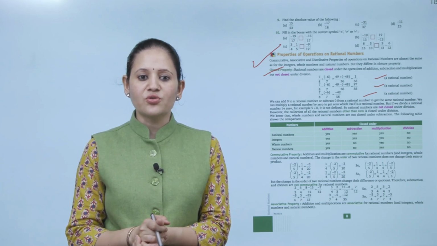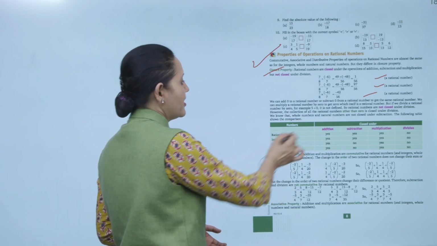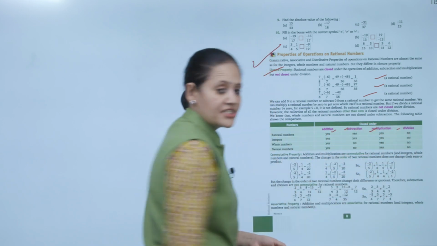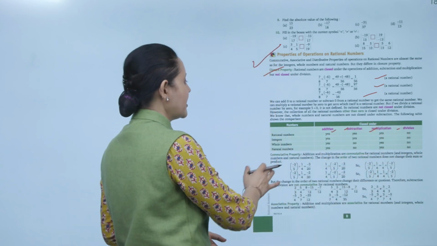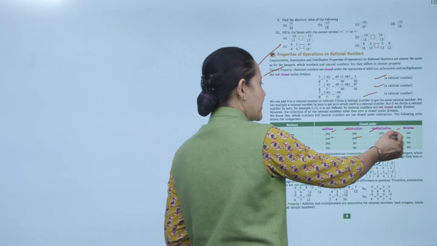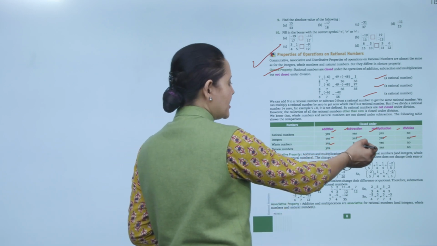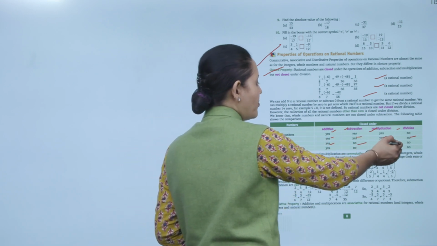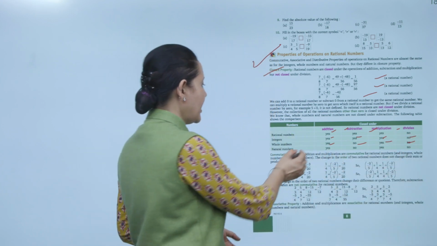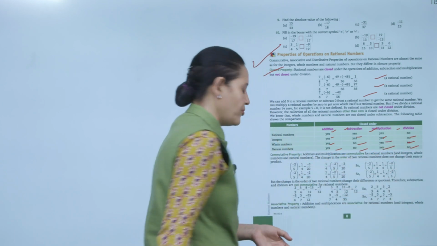The following table shows the comparison. Rational numbers are closed under addition, yes; subtraction, yes; multiplication, yes; division, no. Integers are closed under addition, subtraction, multiplication, but not division. Whole numbers: addition, yes; subtraction, no; multiplication, yes; division, no. Natural numbers: addition, yes; subtraction, no; multiplication, yes; division, no.